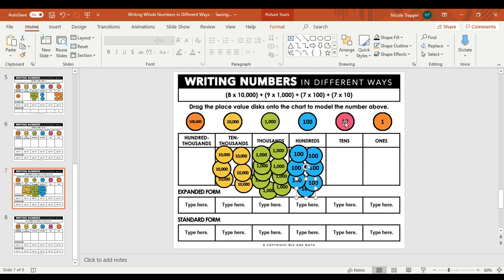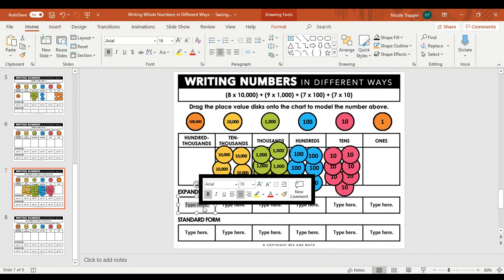Lastly, it says 7 times 10, so that means I need 7 place value discs for the tens place. 7 times 10 is 70. Same with this. If you did not know that, you could count by tens. And there are no ones, so I won't put anything in that place.